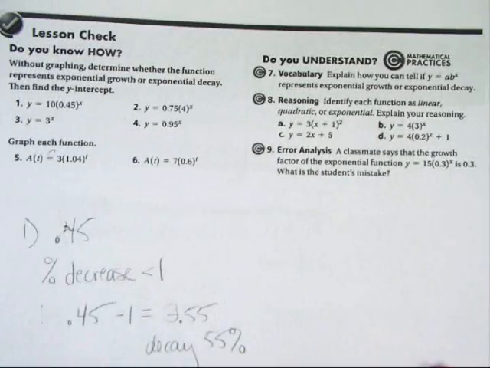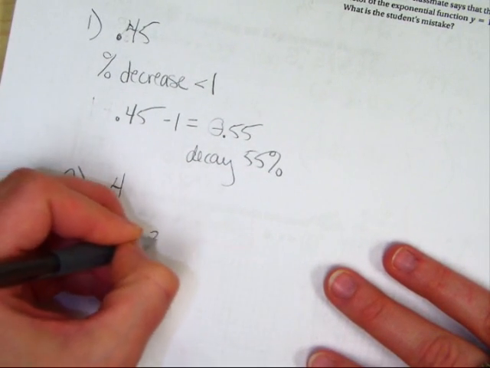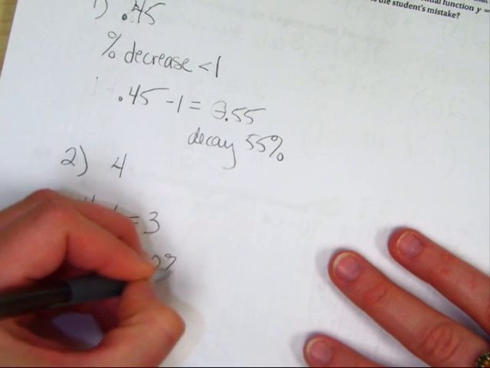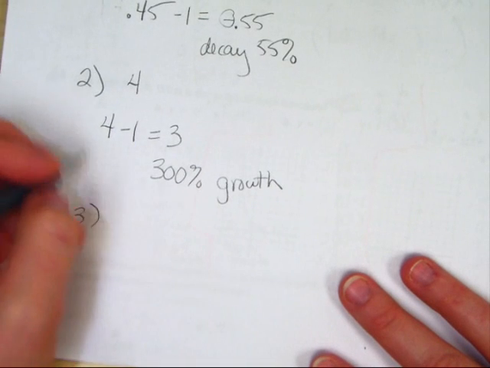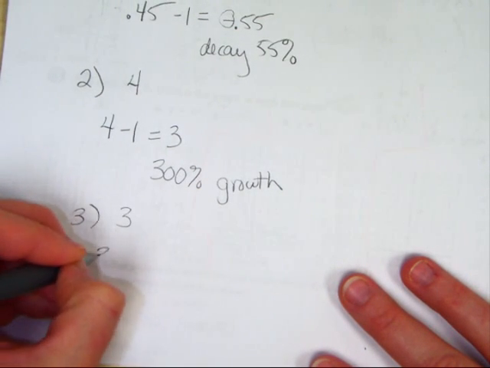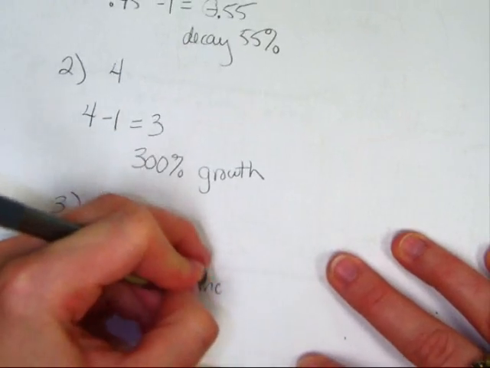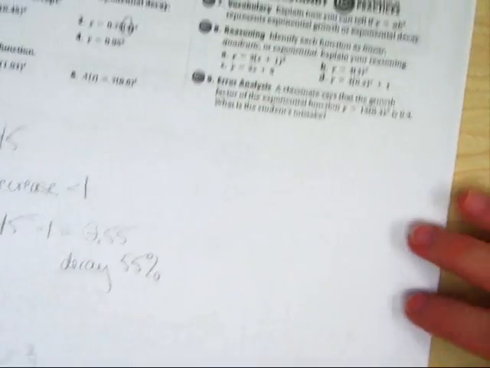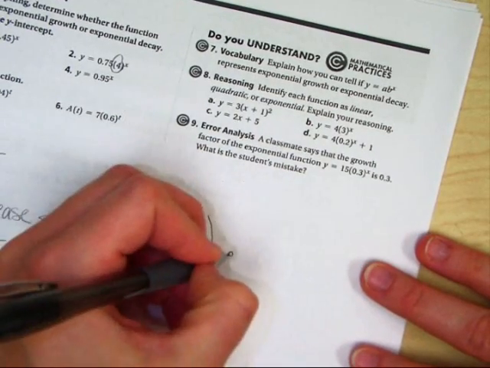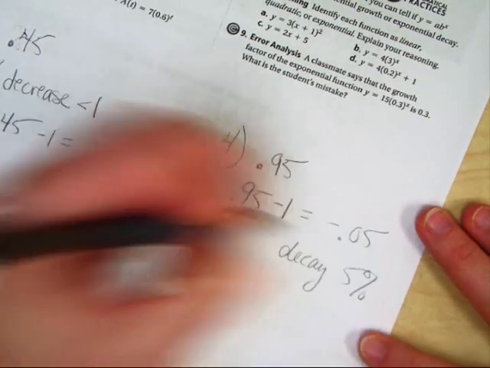On number 2, it was a 4 in parentheses. We should make sure that if there's a 4 in parentheses, you do 4 minus 1, which equals 3, and you would say that that is a 300% growth, because it's bigger than 1. I just do this because I know this is where students will struggle the most. On number 3, B was 3. Well, 3 minus 1 is 2, and it would be a 200% increase, or growth. I hope I'm doing an okay job explaining this, because it's pretty important. And then number 4, you see how it's 0.95? That's smaller than 1, so I do 0.95 minus 1 equals negative 0.05. Since it's negative, that means it's a decay, and that is a 5% decay.